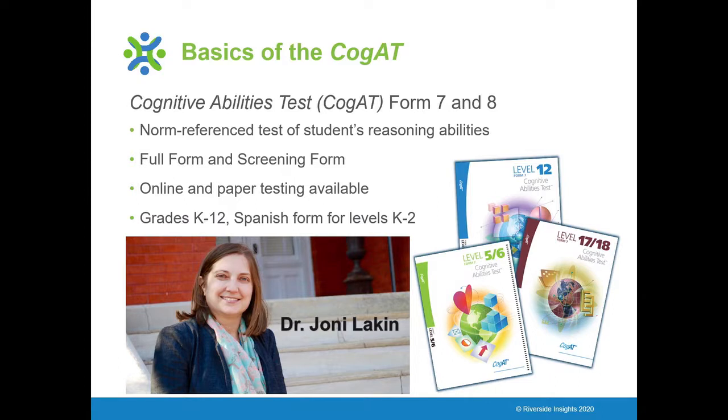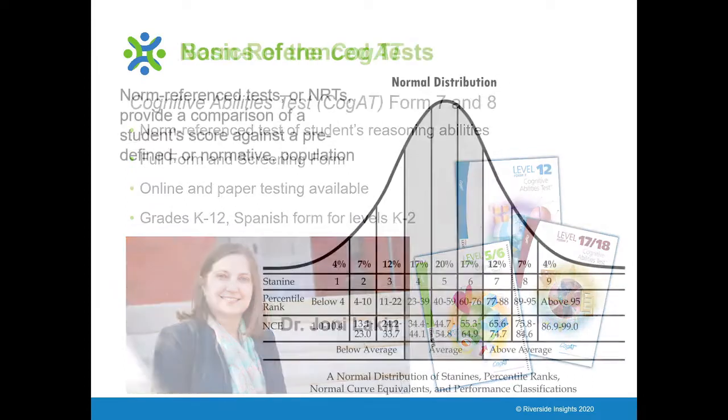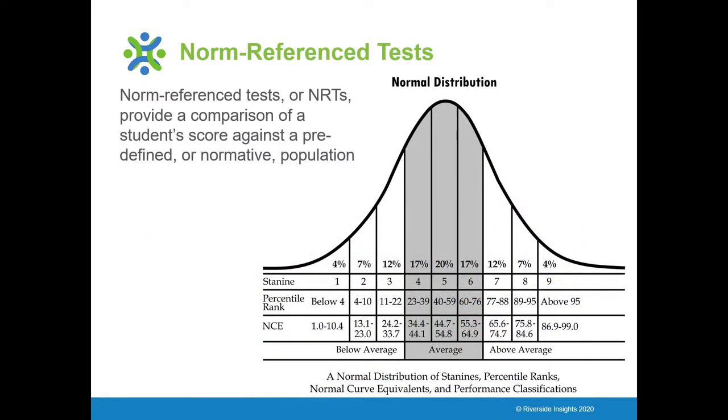The CogAT is a norm reference test. Now, what does that mean? Basically, we gather a huge representative sample of students across the U.S. who take the CogAT. These are the norms group. They tell us about typical performance. Each student is tested with the CogAT and is compared to this broad norm sample. Then we can tell which students are showing stronger and weaker reasoning skills compared to other students of about the same age. This is how we create test scores for the CogAT and how teachers use the results to make instructional decisions.